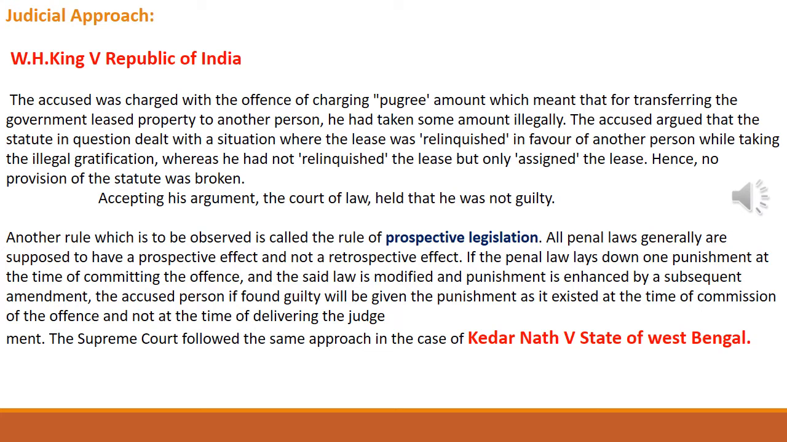For example, if the punishment in the past was less severe and the punishment today, after the modification, is more severe, then the punishment to be given is the one that existed at the time of committing the offense, and not at the time of delivering the judgment. In this way, the court follows the rules of prospective legislation and not retrospective legislation.